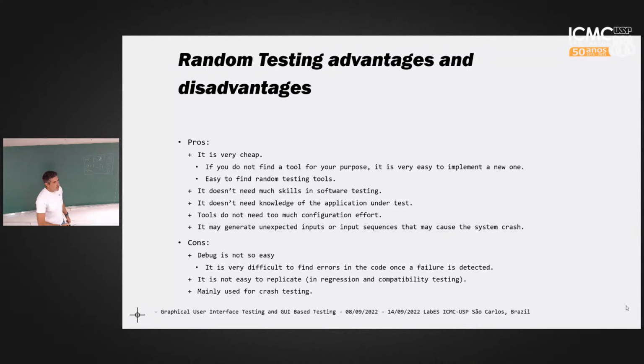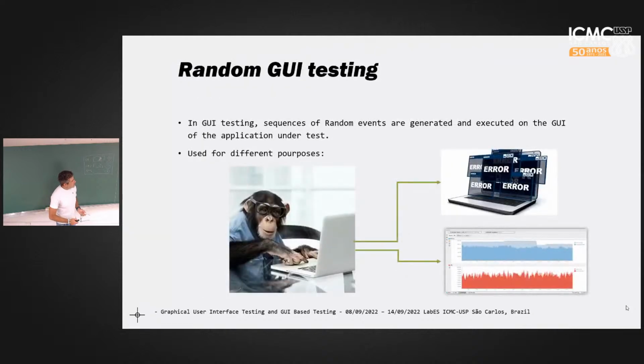As I said before, it's not easy to replicate the sequence of events in regression testing and compatibility testing. The problem is that random testing is mainly used for crash testing or, in some cases, penetration testing. So it's very difficult to use this approach for testing other quality attributes of the software under test.